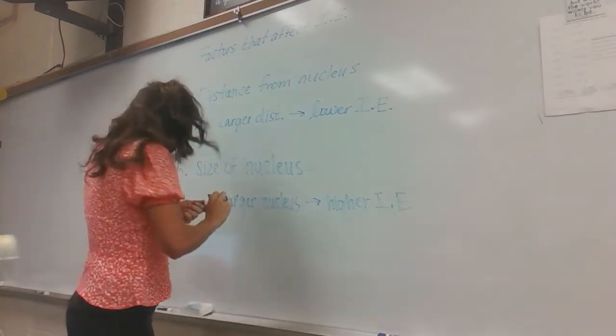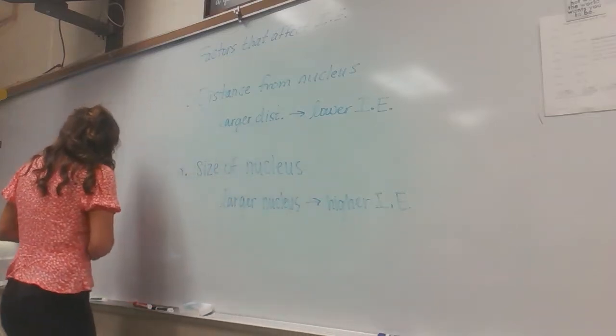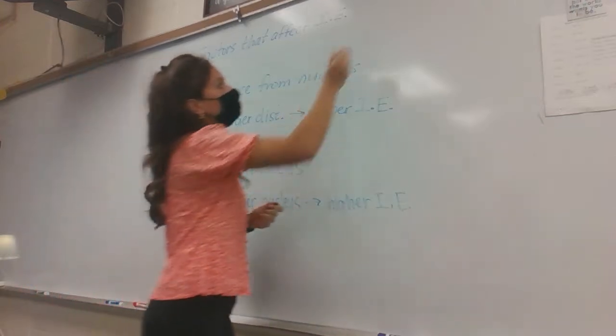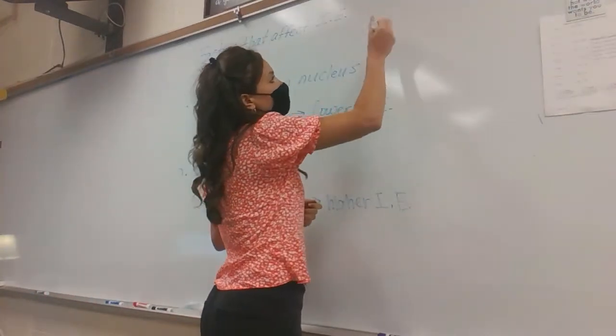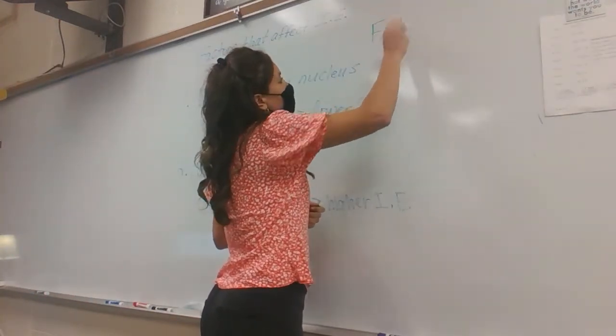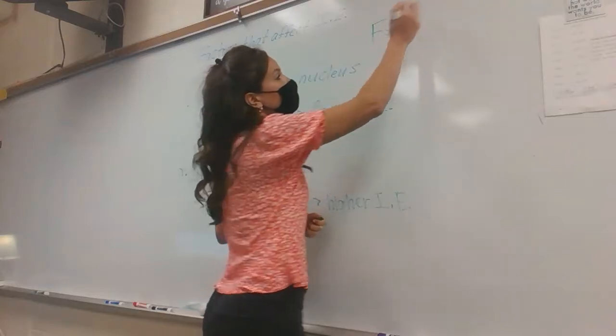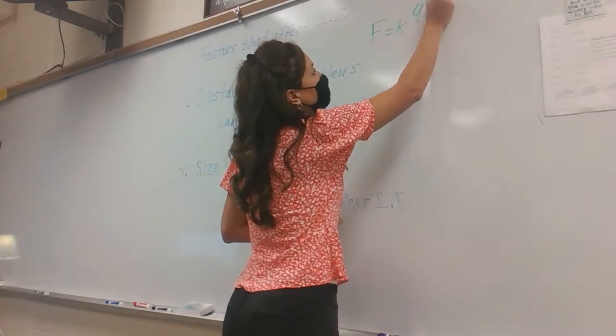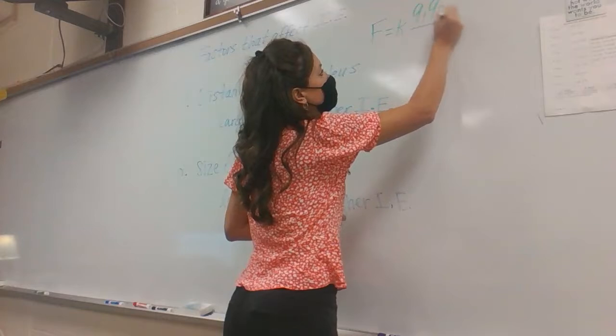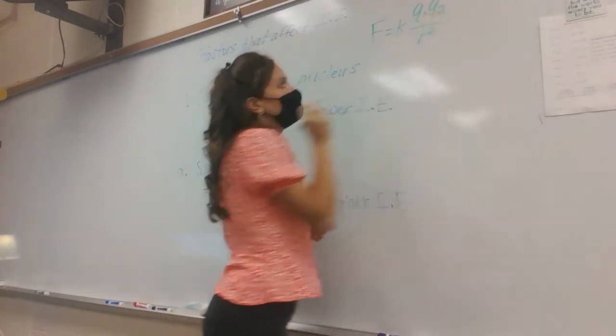And this is all because of Coulomb's law. The force on the electron is equal to a constant times the charge of the electron, times the charge of the nucleus, over the distance between them squared.